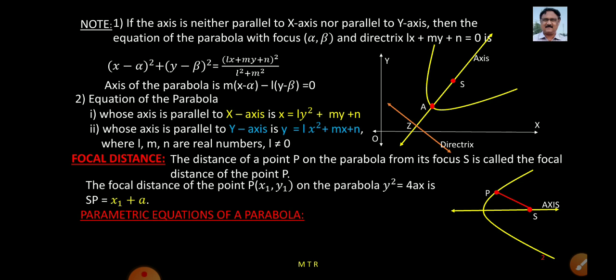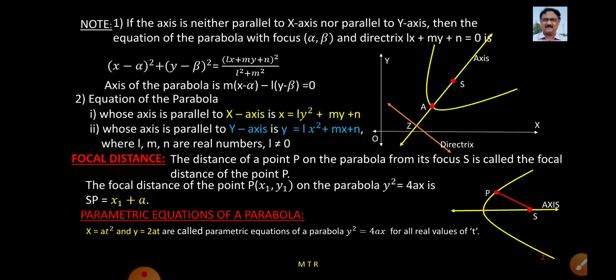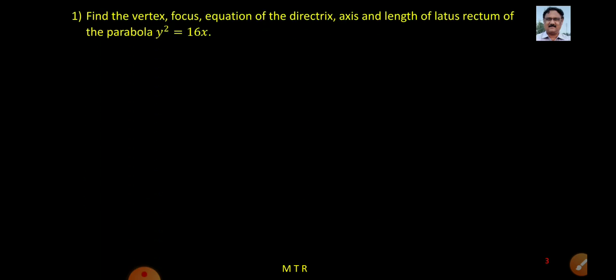Now parametric equations of the parabola. x = at², y = 2at are called the parametric equations of the parabola y² = 4ax for all real values of t. If we take one value for t, we have one point. Take another value for t, we have another point which is on the parabola. Okay. So the point (at², 2at) is generally denoted by point t or P(t). Okay. Now we discuss some problems.